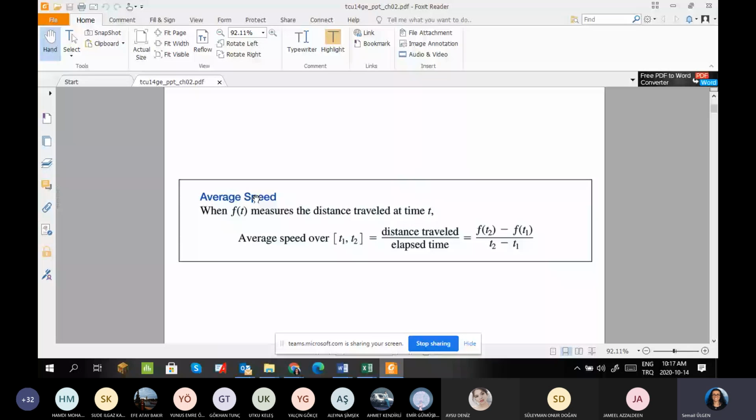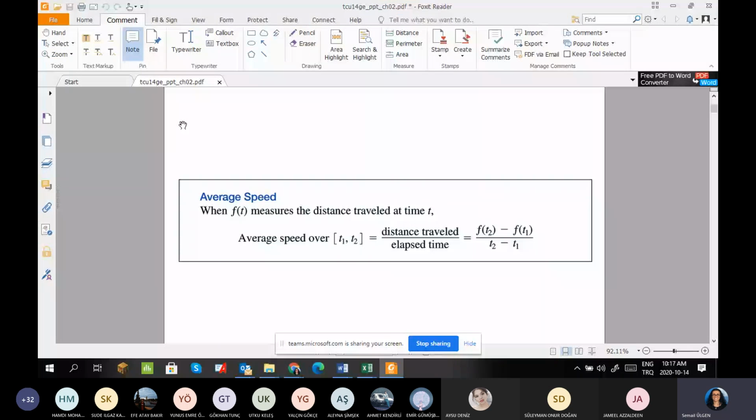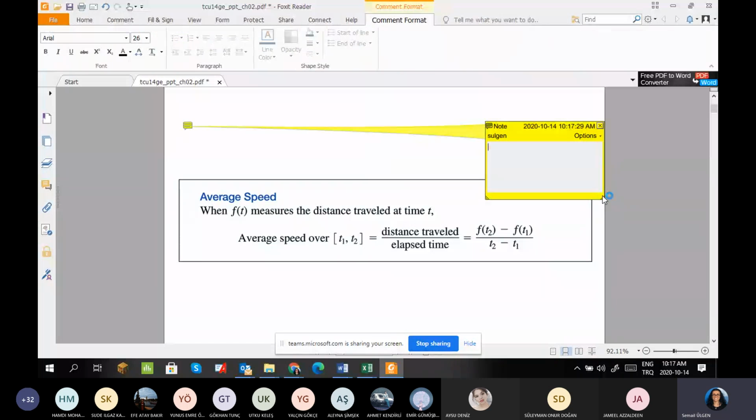Let's say there's an object that's traveling. Maybe I can write some stuff here. Just a sec. Okay, there's an object traveling, and let's say f of t is the distance traveled at time t. For example, when t is equal to 1, f of 1 is going to show how far the object traveled. It's going to show you the distance. For example, f of 0 is going to be equal to 0 because no distance is traveled when time is equal to 0.